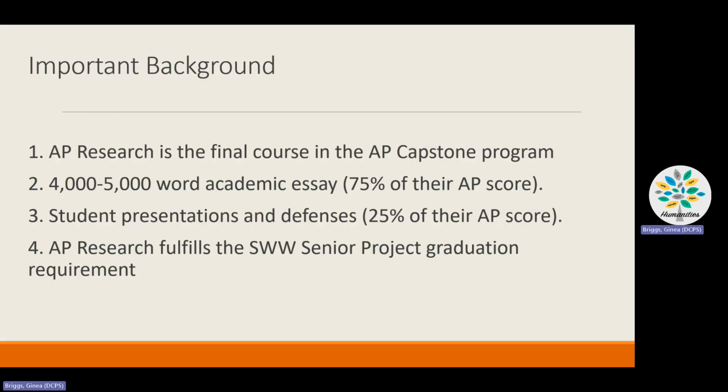First, AP Research is the final course in the AP Capstone program. The AP Capstone program consists of two classes, AP Seminar, which students take in the 11th grade, and AP Research, which they complete in the 12th grade. For AP Research, they complete a year-long student-selected research inquiry that will culminate in, number 1, a 4,000 to 5,000 word academic essay to be graded by the College Board. The essay is worth 75% of their AP score.